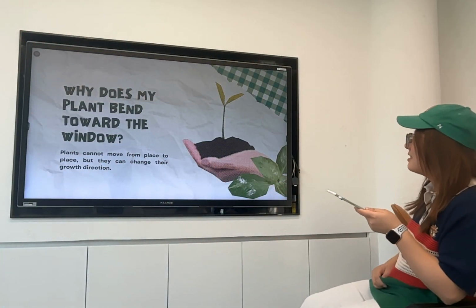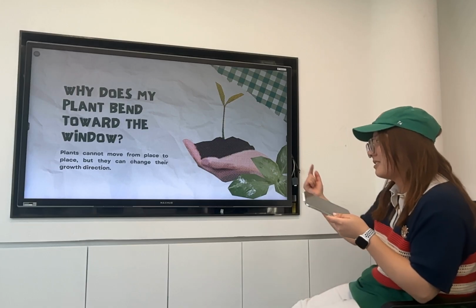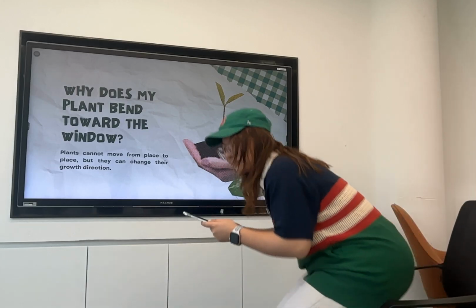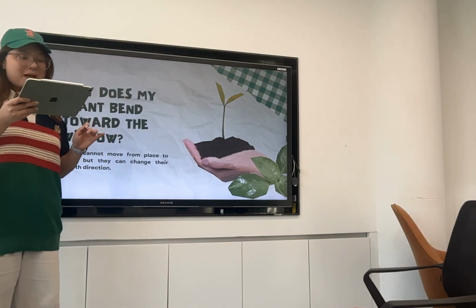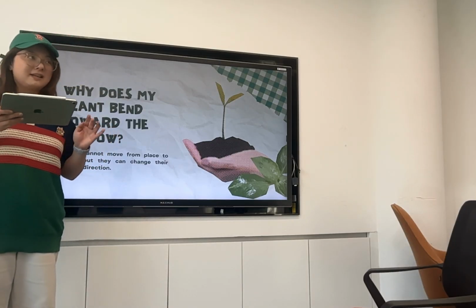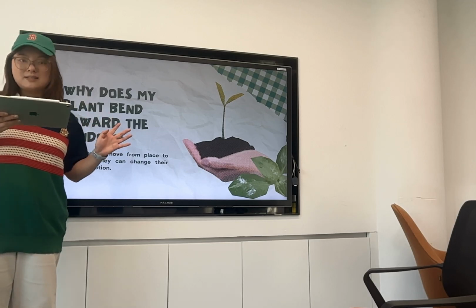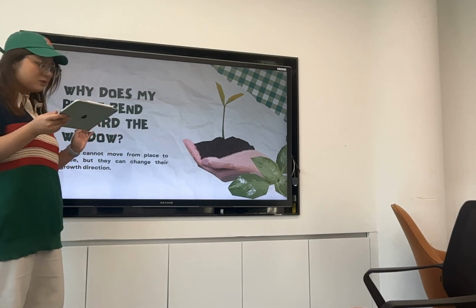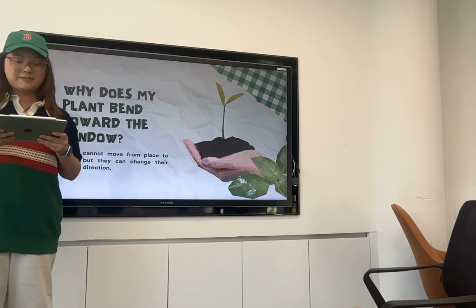I have a thought, maybe a plant just likes the view outside of the window, so it bent toward the window. It's a cute guess, but biologically speaking, the plant is responding to the light. It's not a random accident. The window side usually has stronger light, and the plant needs light to survive.